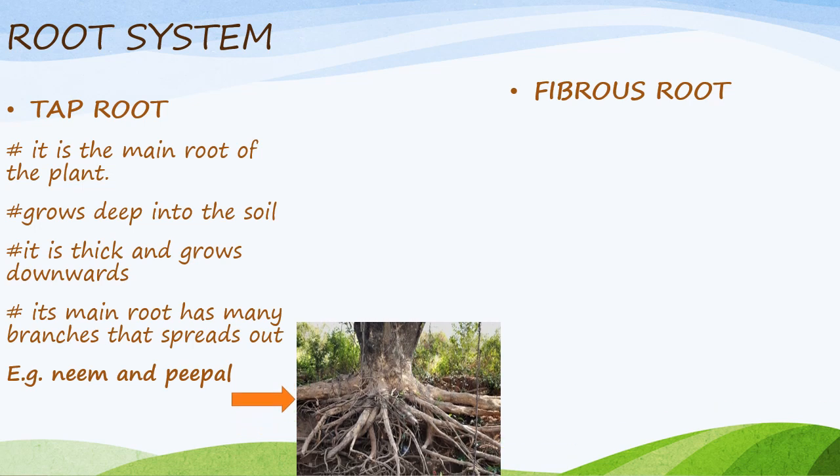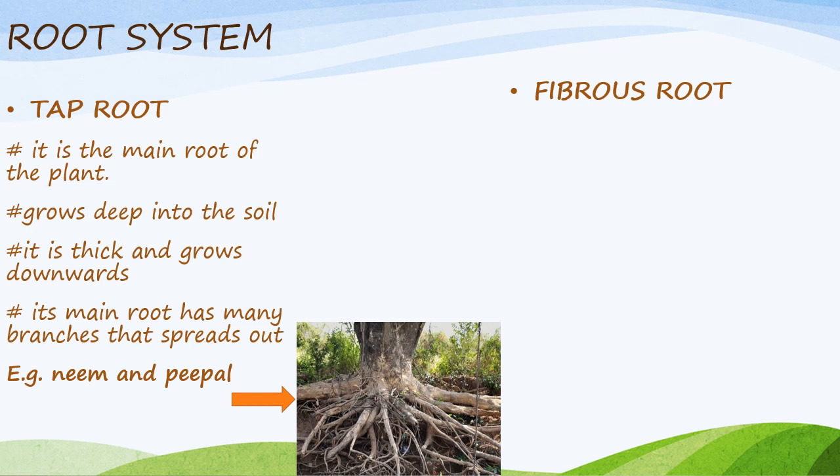The main root has many branches that spread out. Examples are neem and peepal. Huge trees have taproots, the main root of the plant. It grows deep into the soil, is very thick and grows downwards, and has many branches that spread out, as you can see in the picture. It is an example of a neem tree's root.